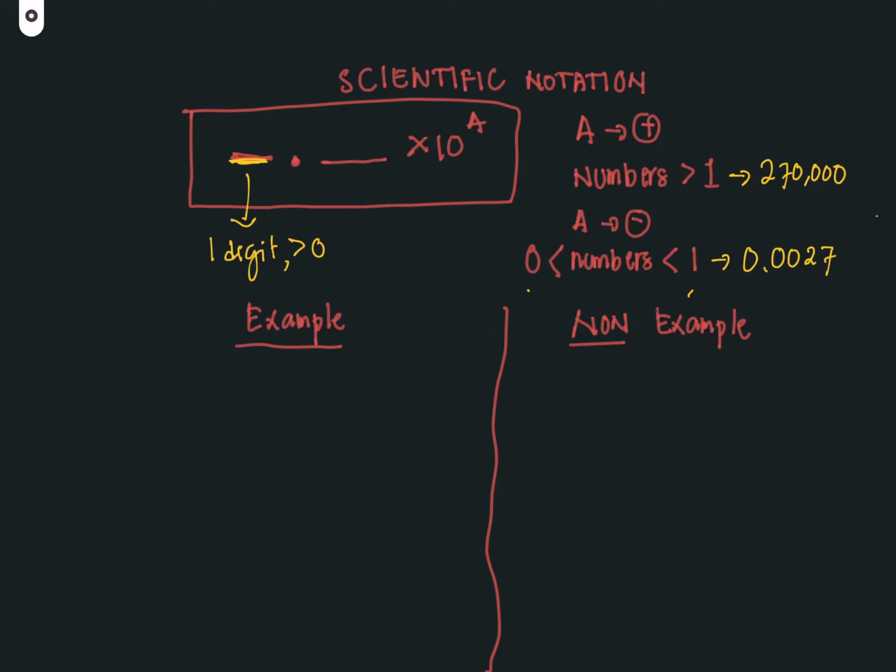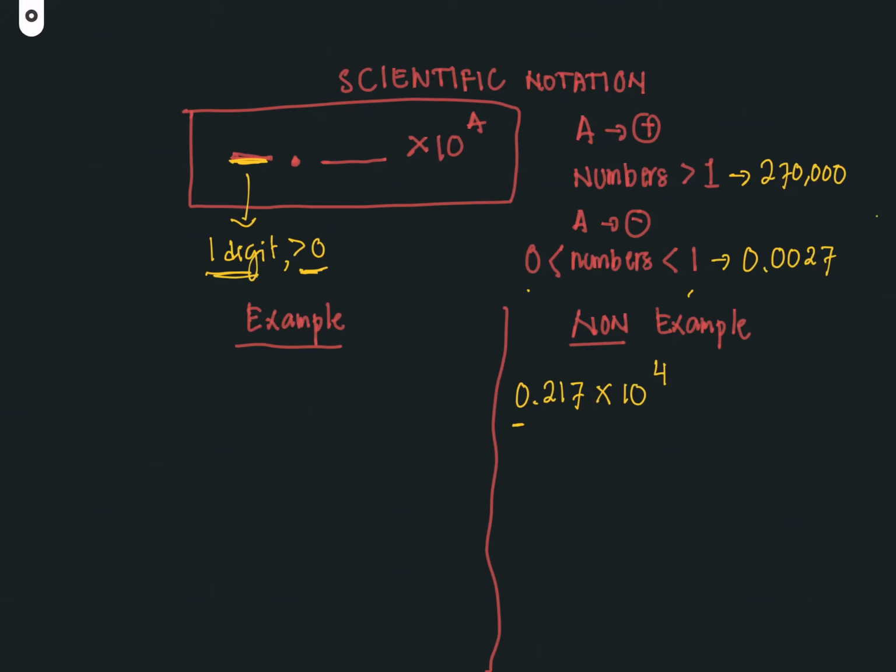Okay, so we're going to talk about example and non-example. I'm going to start with the non-example, and we're going to change this into the right example. First example is 0.217 times 10 to the power of 4. This is a non-example. Why? Because of this 0 over here. Remember, it has to be a digit that is greater than 0. So we cannot have 0 before the decimal point.